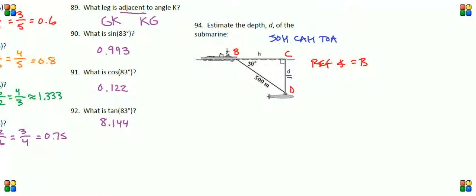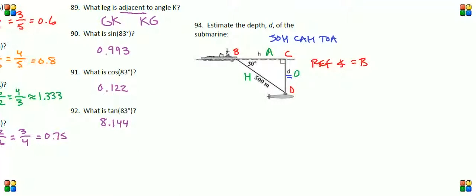Next step is to go ahead and label the names of our sides. Let's do that now. This is always going to be the hypotenuse because it is the longest side, or the side that's across from the right angle. Side BC is the side adjacent to angle B, and side CD is the side which is opposite of angle B, which tells us, class, we're looking for opposite. That is the side we want to know, the side with the variable D, or the depth of the submarine. So there's our reference angle. We have labeled our sides.